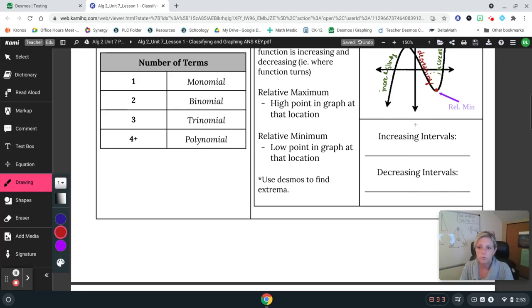Okay, and then we can use those increasing and decreasing intervals from the graph. The main thing to remember with both of these is to follow the graph left to right. When we list our intervals, we're always asking, what does the graph do as we approach from the left to the right side?